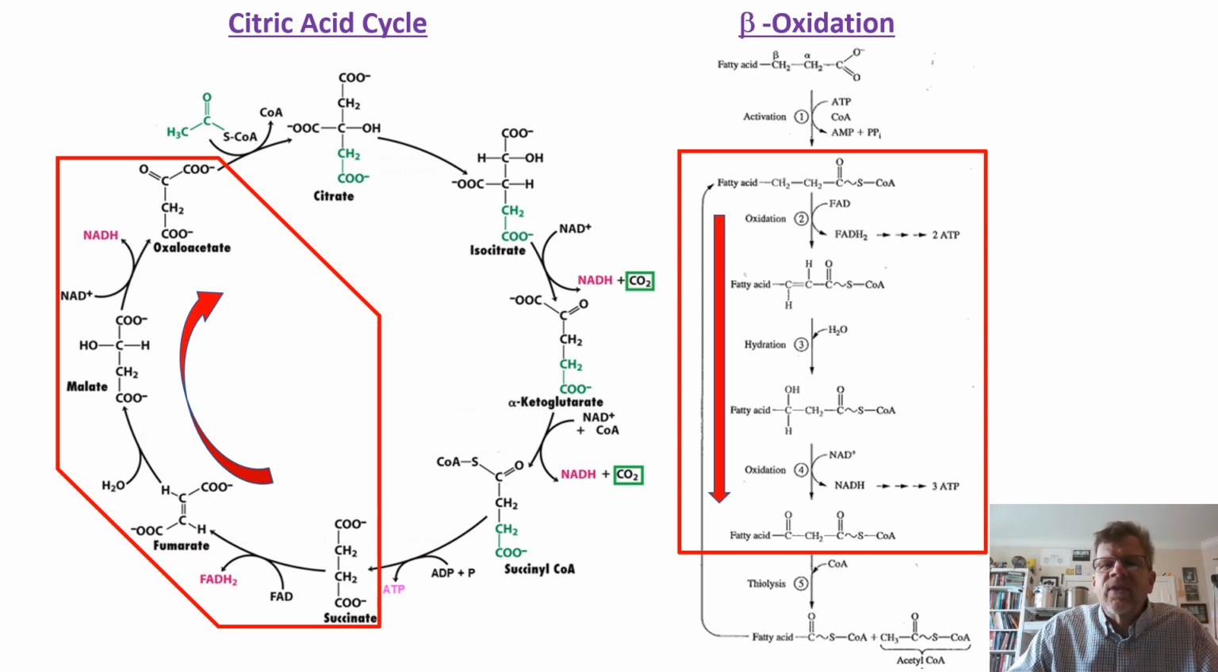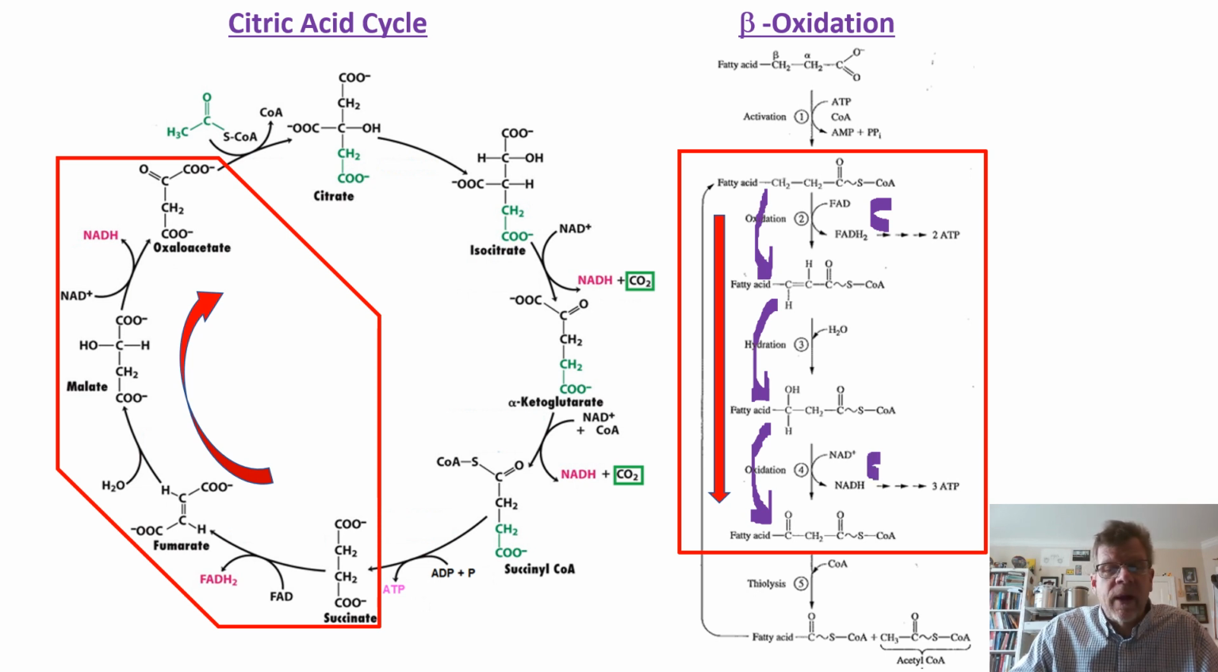These three reactions involve going from a carbon-carbon single bond to a carbon-carbon double bond, followed by hydration of that double bond, followed by oxidation of that resulting alcohol to a carbonyl. And in so doing, we bring one FAD to FADH2 and one NAD to NADH in beta oxidation.